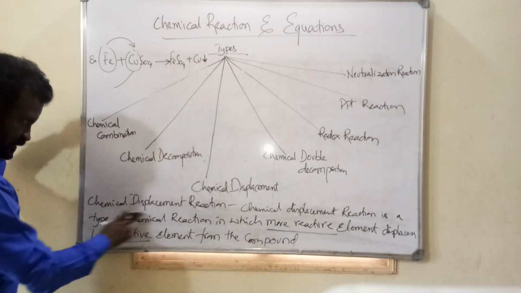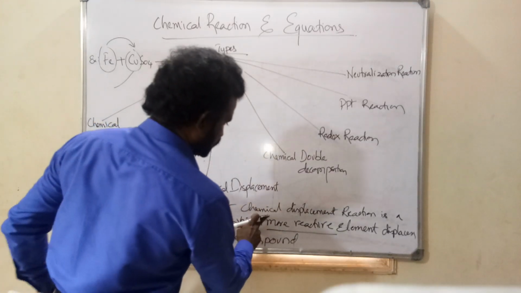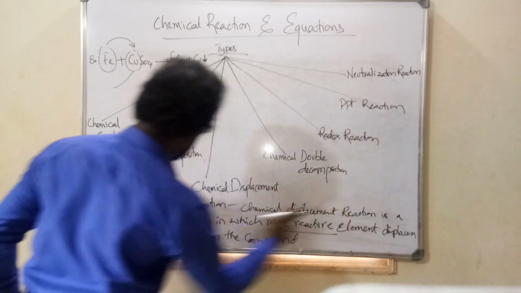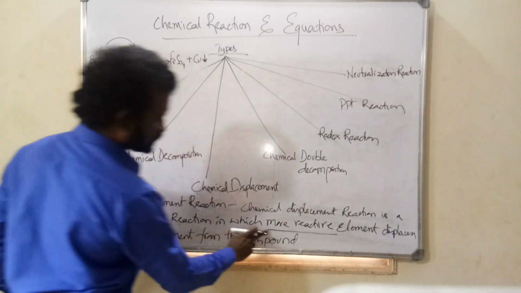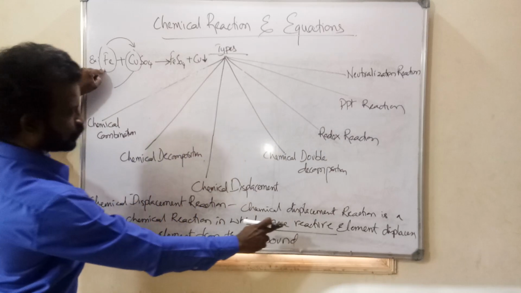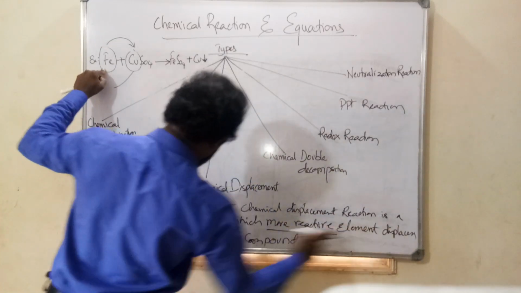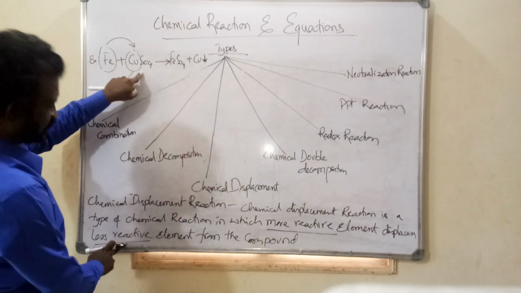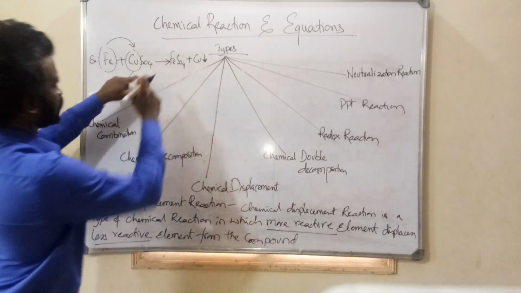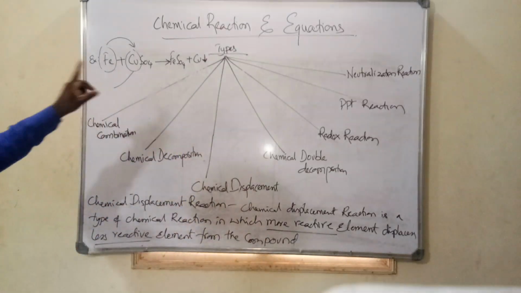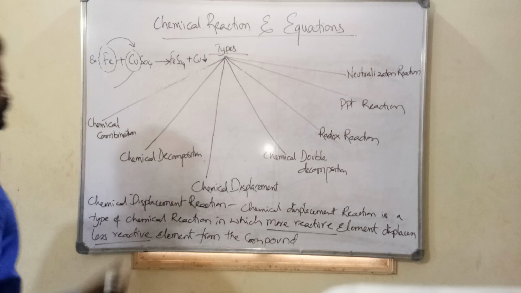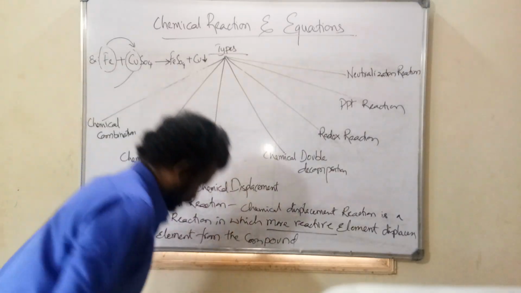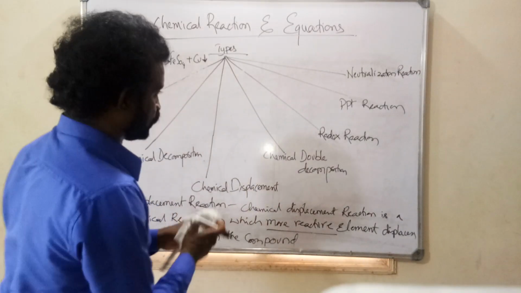So that's the chemical reaction here. A chemical displacement reaction is a type of chemical reaction in which a more reactive element, iron in this case, displaces a less reactive element from the compound. Is it clear now? There is an example here. You can take zinc and copper sulfate also. There are many examples given in the book also.